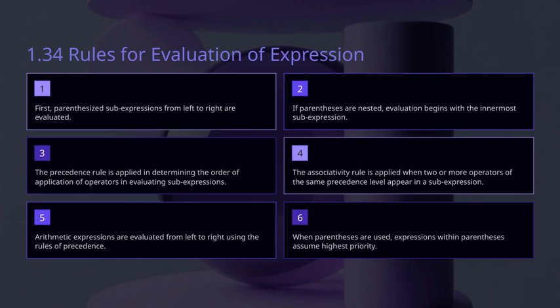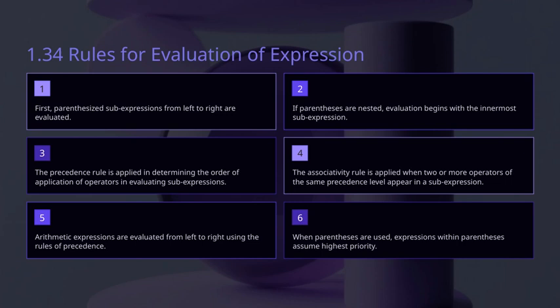Speaking of order, the precedence rule guides us in determining which operators to evaluate first when multiple operators are present. It ensures that multiplication and division, for example, are performed before addition and subtraction, unless parentheses tell us otherwise. Next, when we evaluate arithmetic expressions, we generally go from left to right, but we always keep the precedence rules in mind to maintain the correct order. If parentheses are nested within each other, we start evaluating from the innermost set and work our way outward, ensuring that each level is handled systematically.